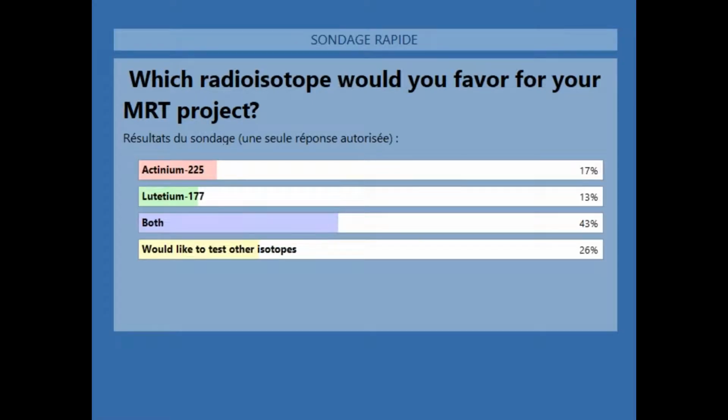Okay, so for actinium, about 17% of our audience members are saying yes to that. Then we have 13% saying lutetium-177, and 43% of our audience members saying both. And then we have 26% who would like to test other isotopes. So thank you everyone for participating in our final poll question. Now back to you, Cyril.